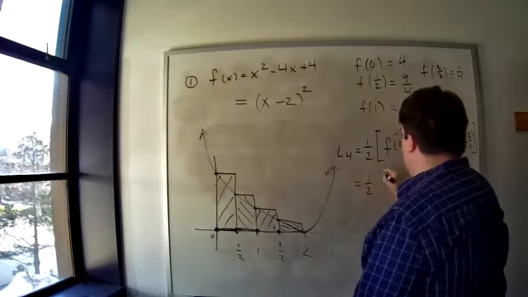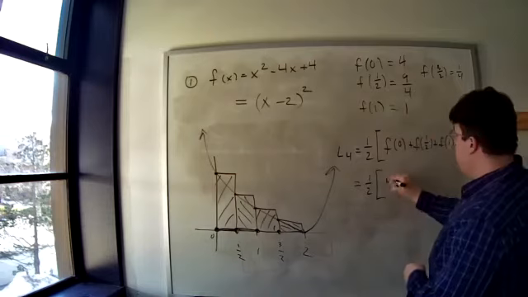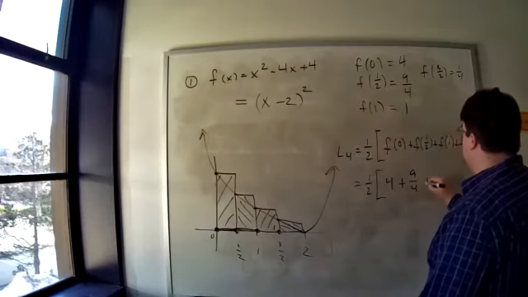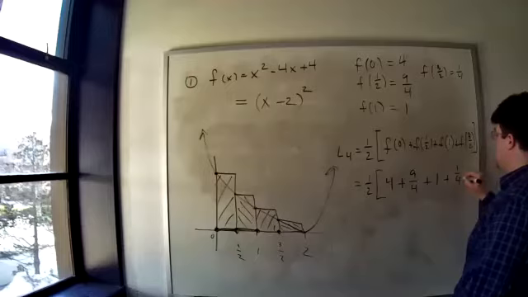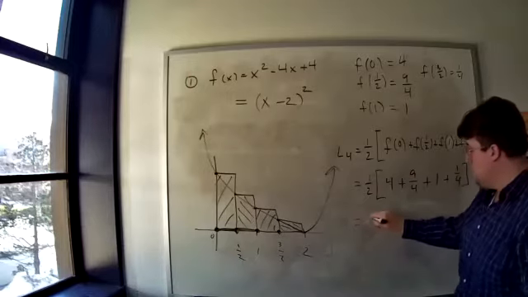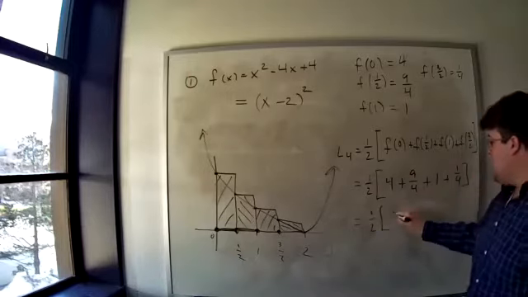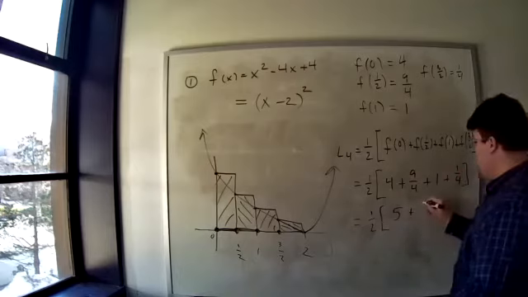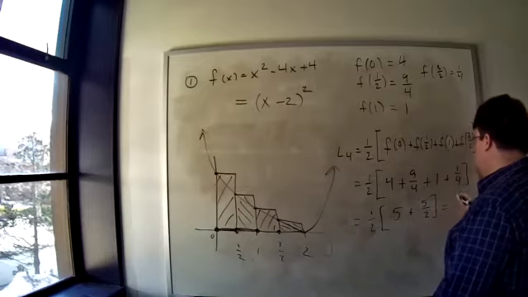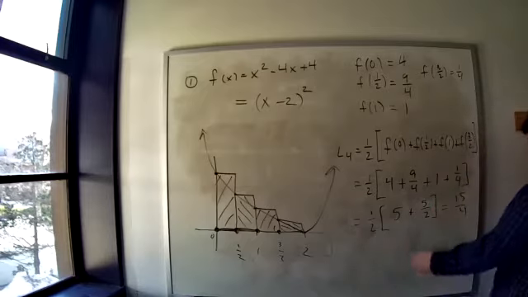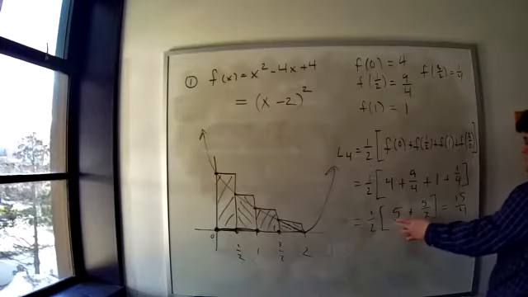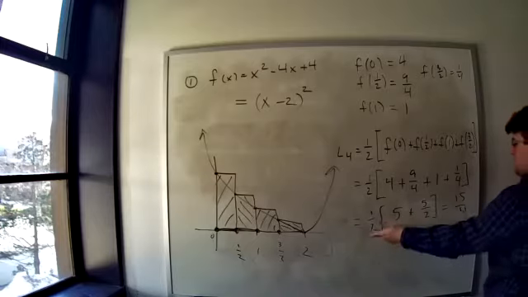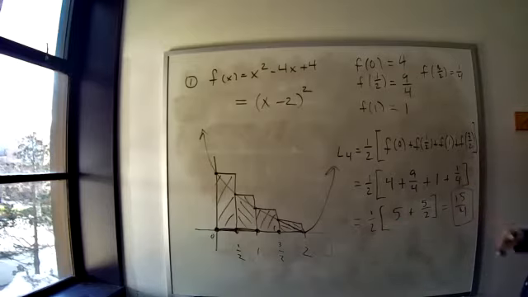We get 1/2 times f of 0, so 4 plus 9/4 plus 1 plus 1/4. What do we get? Well, 4 plus 1 is 5. 9/4 plus 1/4 is 10/4. That reduces to 5/2. We get 15/4, because 10 halves plus 5 halves is 15 halves, and another 2 makes it 4 in the bottom. Any questions about this first approximation?